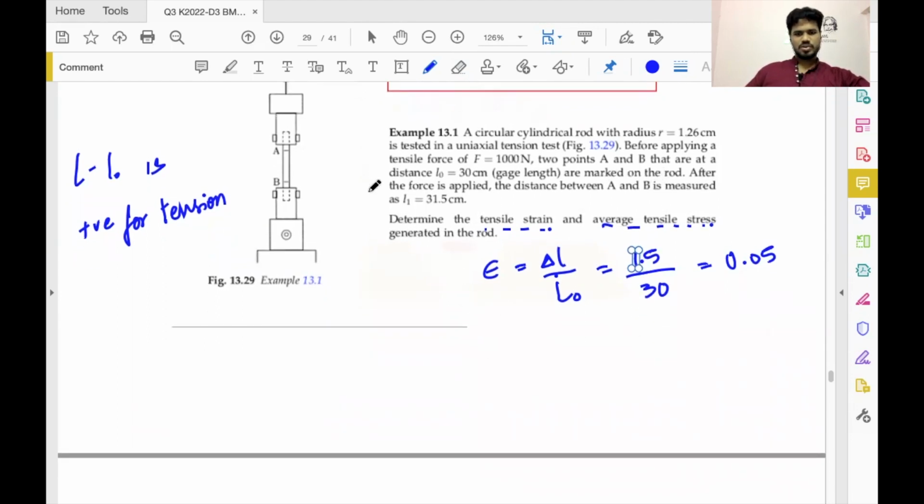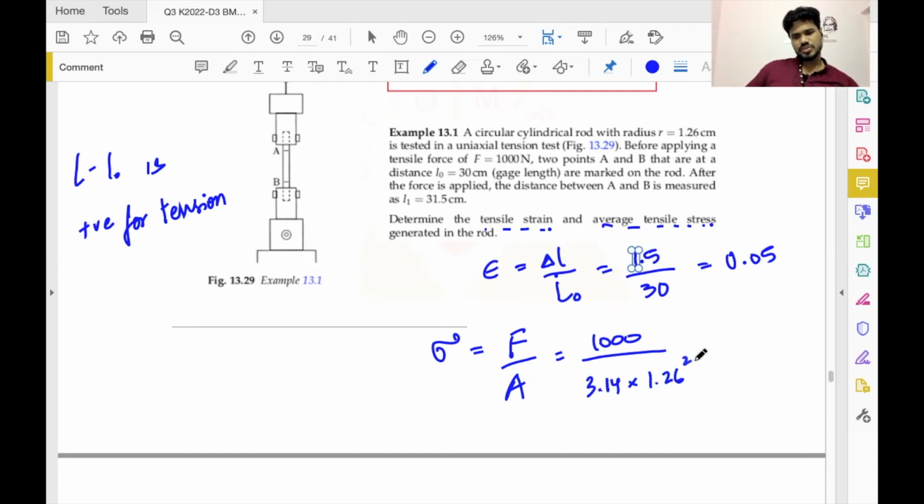Let's also quickly go ahead and find the average tensile stress. Sigma tension is just force per area. Force is 1000 newtons, and the area, it's a cylindrical rod, so 3.14 into 1.26 squared. This is in centimeters, so let's also do a 10 power minus 4 so that we get the answer in newton per meter square, or in pascals.